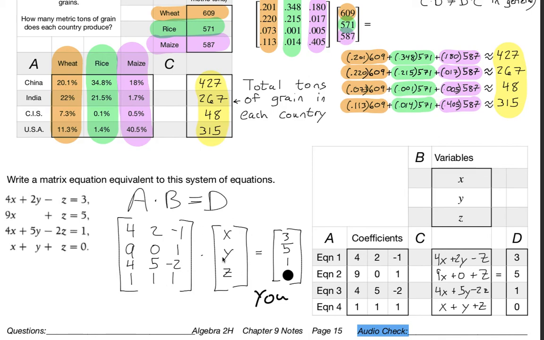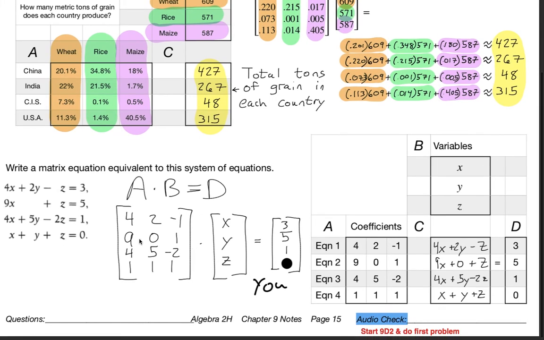We're not going to do this in this particular video, but I am going to say that there's lots of things you can do with this equation. I am going to say that's enough for now. Let's start, page 92, do the first problem, and I will see you in class.